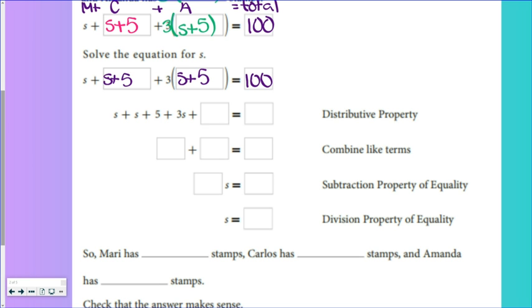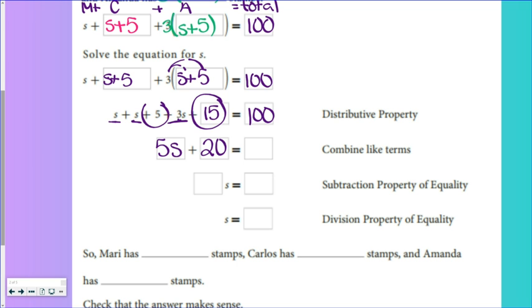So S plus 5 plus 3 times the quantity S plus 5. We're going to start by distributing. So 3 times S gives us 3S. 3 times 5 is 15. After we've distributed, we're going to combine our like terms. So we have one S here, another S, and then 3 S's there. So 1, 2, 3, 4, 5. That combines to 5S. And then our constants, 5 plus 15 equals 20.